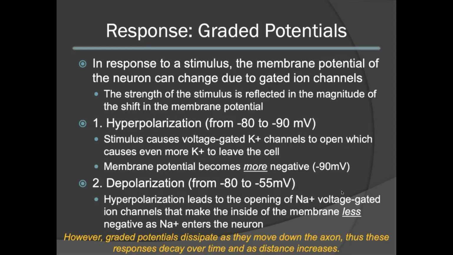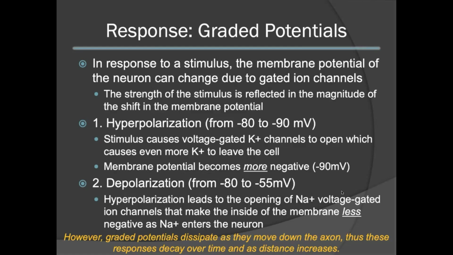Graded potentials can either lead to hyperpolarization or depolarization. In hyperpolarization, the membrane potential gets more negative. For instance, it goes from a resting potential of minus 80 to minus 90 millivolts. In a hyperpolarization event, stimulus causes the voltage-gated potassium channels to open. This causes even more potassium to leave the cell.